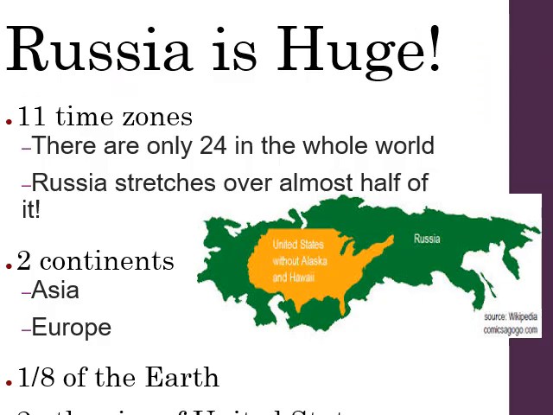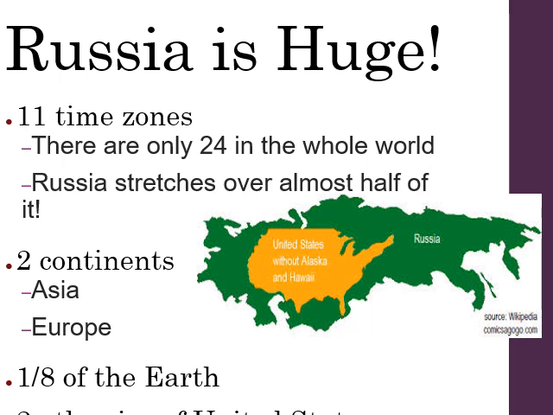As I said before, Russia is special because it's just huge. It's enormous. Inside of Russia, there are 11 time zones. The entire world is only 24 time zones, so Russia stretches over almost half of the entire world. It touches almost half of the time zones. If they were to hit 12, it would have been exactly half. It stretches over the course of 2 continents. It's a major part of Europe and a huge part of Asia as well.